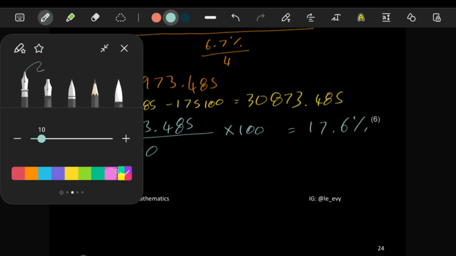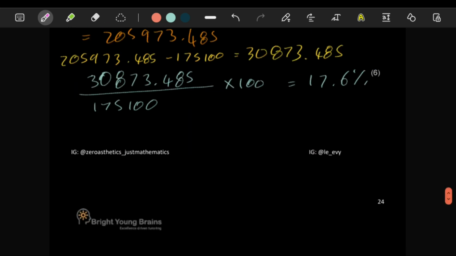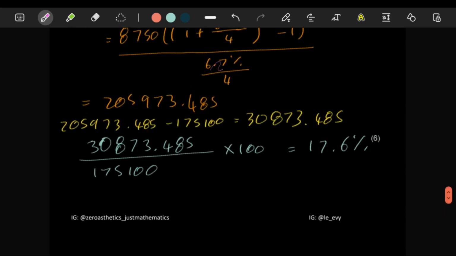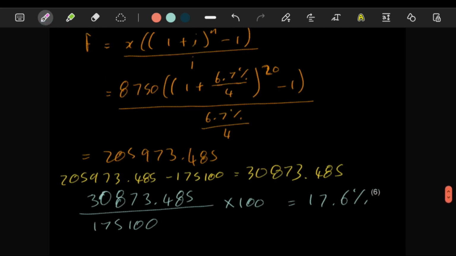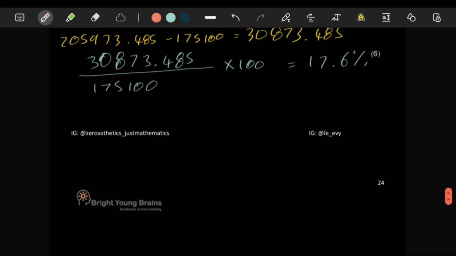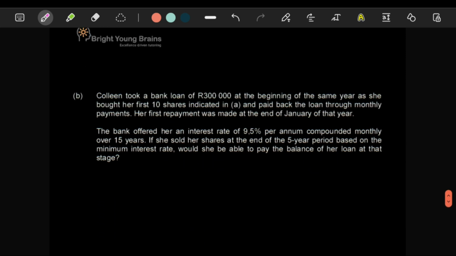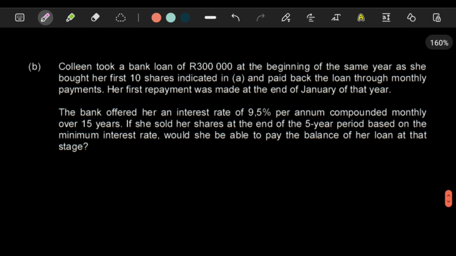Honestly speaking, this was a terrible investment. Like, what the hell, bro? Like 6.7%. Your money was basically losing value every year because this is below the inflation rate. But anyways, I'm not a financial expert, so let me just move on.